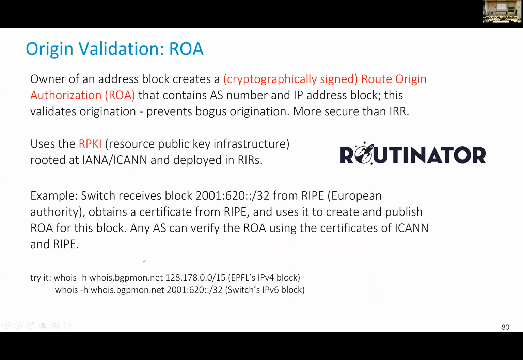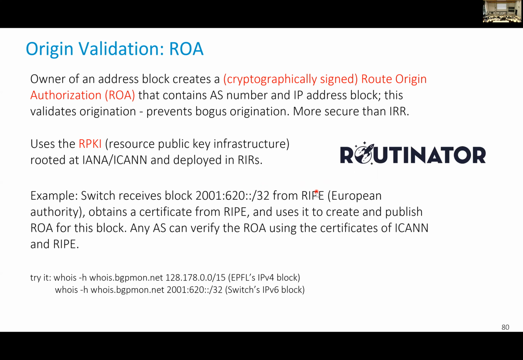And what is being developed is a purely cryptographic solution to this, using what is called the RPKI, the Resource Public Key Infrastructure, which is a set of public key certificates, which is rooted at the entity which is the entity that manages the allocation of IP addresses, among other things here. So that concerns the origination of who owns this IP address. For example, EPFL owns the block 128.178/15.